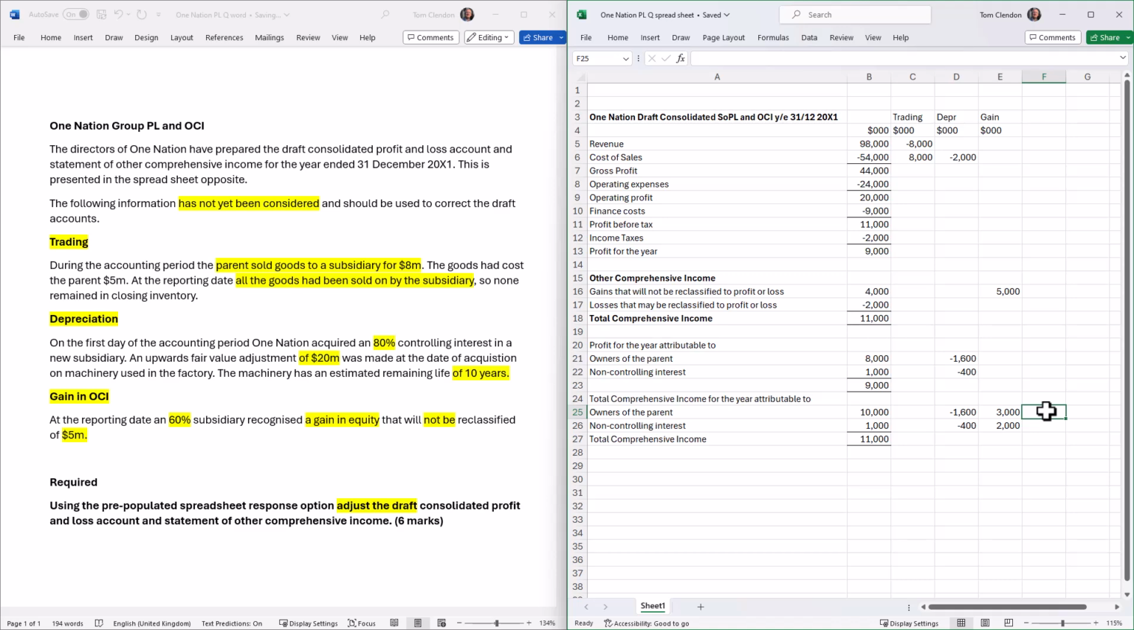I'm comfortable in reporting that gain in full in OCI in the place where it should be, a gain that will not be reclassified to P&L. And I'm then comfortable splitting it with the NCI in this manner. In the exam, that's it. In the exam, move on. In the exam, get a life. In the exam, 6 out of 6. In the exam, you do not get any marks for the total column.